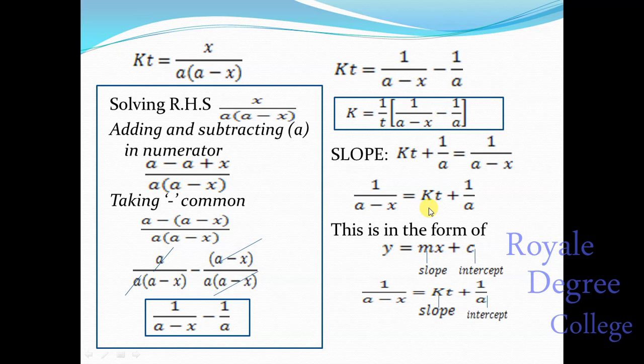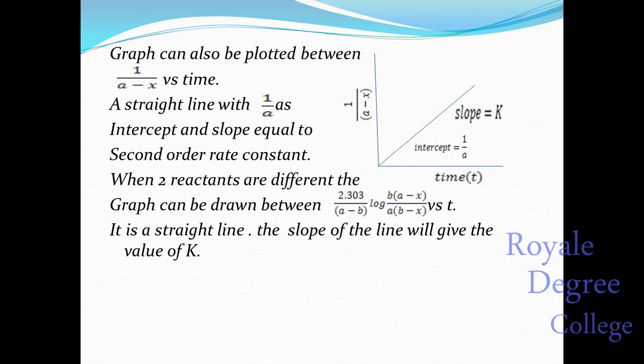This is in the form of y equal to mx plus c. So here m is slope and c is intercept. See here, the value of y is 1 by a minus x, it is equal to mx, which is kt, k is the slope there, and plus c value is 1 by a, that is the intercept. Graph can also be plotted between 1 by a minus x versus time t. A straight line with 1 by a as intercept and slope equal to second order rate constant, that is k.